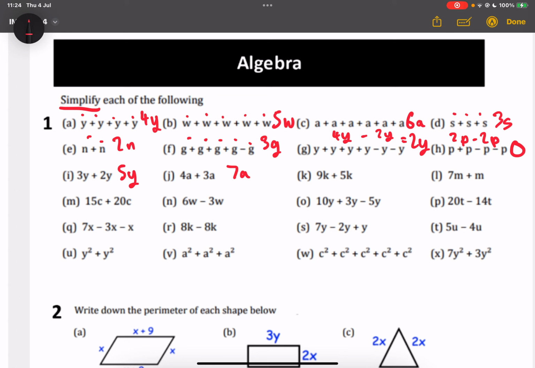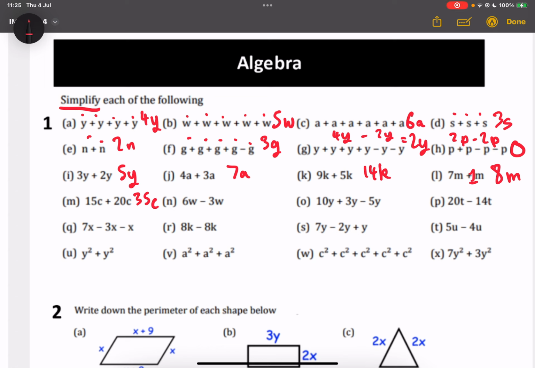Then we have K, so it's 9k plus 5k. So it's just like doing 9 plus 5, which is 14k, because they're the same unit. Next we have L, so 7m plus m is like doing 7 plus 1, because if there's nothing in front, it's like there's 1. So this will be 8m. And then we have M, so 15c plus 20c, well, it's 15 plus 20, which equals 35c.